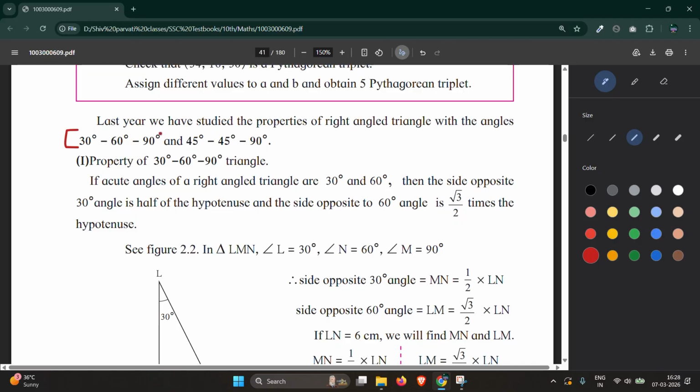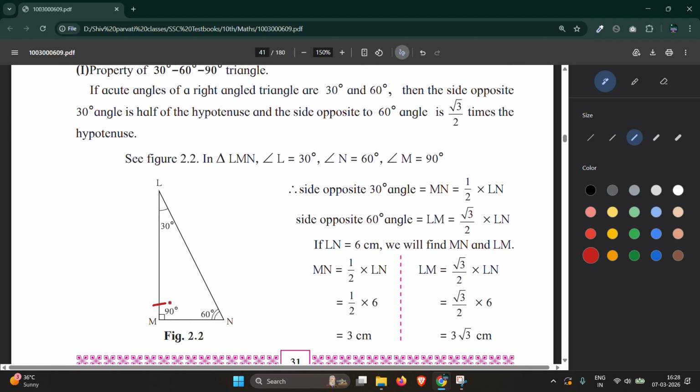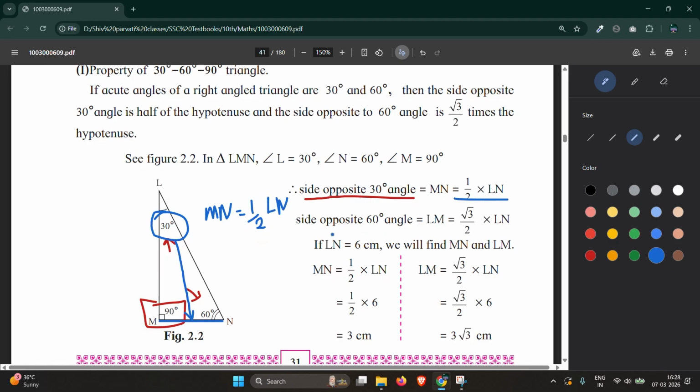There is a property about a right angled triangle whose angles are 30, 60 and 90. Then there is a property for triangles whose angles are 45, 45 and 90. If you have a right angled triangle which has a 90-degree angle in it and the other two angles are 30 and 60 degrees, then the side that is opposite to the 30-degree angle, this is the 30-degree angle right here, so the side opposite to this, that means this side over here, MN, is going to be half times the hypotenuse. So half times LN.